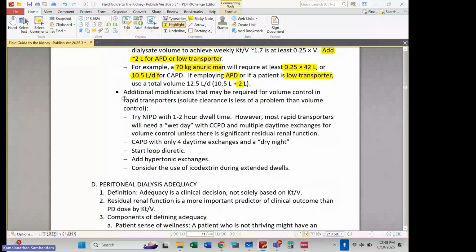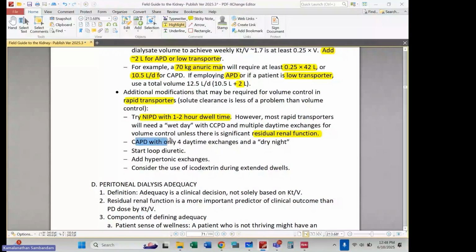Now, if I have an individual with rapid transport characteristics or high transport characteristics, then I need to shorten dwell times, right? We've already talked about that. If I have an individual who has high transport characteristics, and I don't have significant residual kidney function, most of those patients also need some ultrafiltration during the day. Can't get by with just NIPD. Okay.